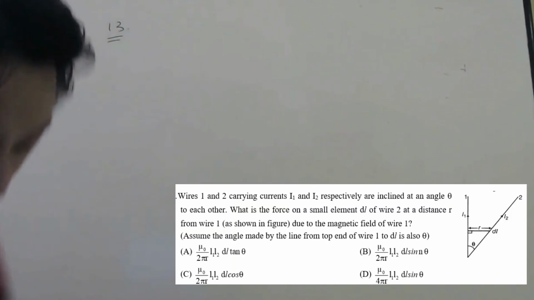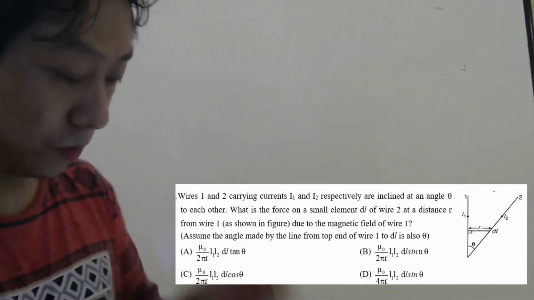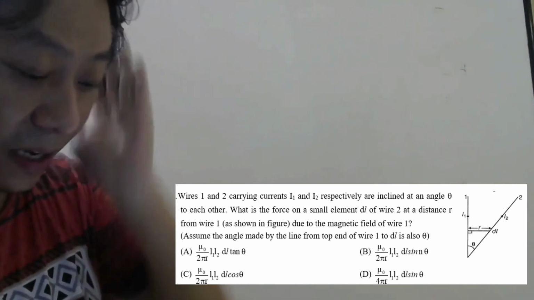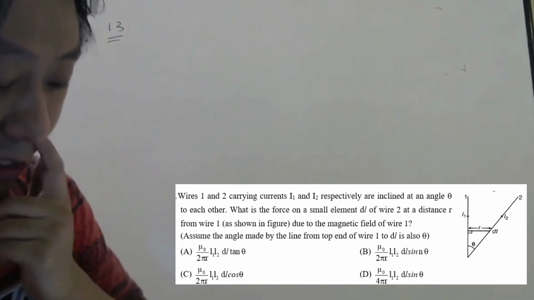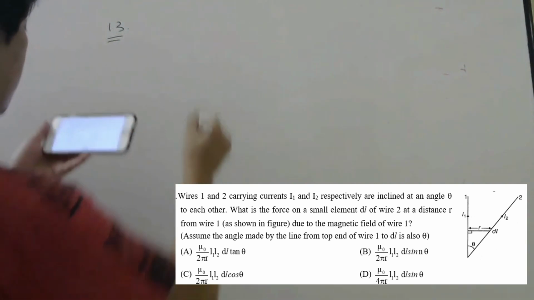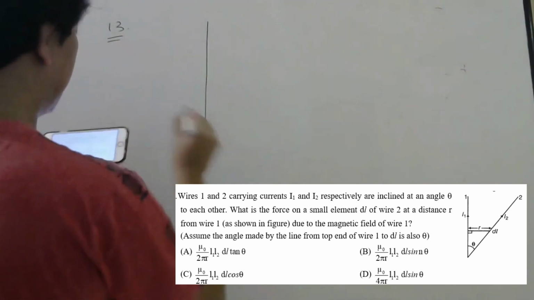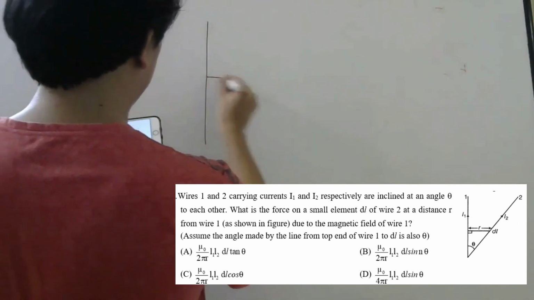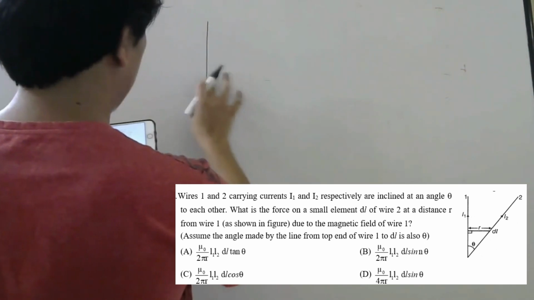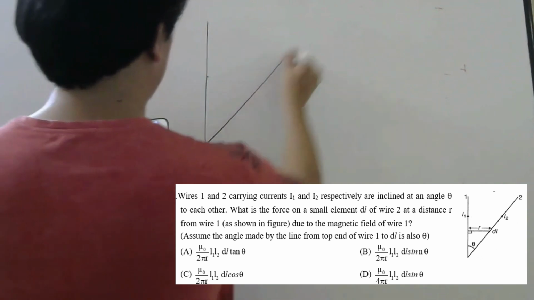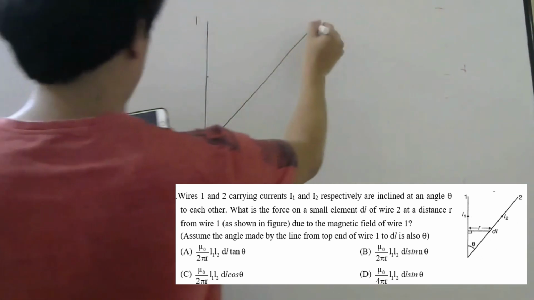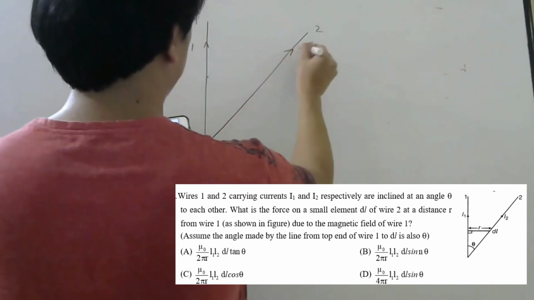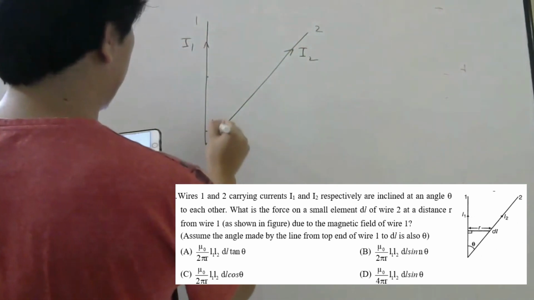They are saying wires 1 and 2 carry currents I1, I2 respectively and are inclined at an angle theta to each other. So one wire is like this and the other one is here. This is the second wire. First wire, second wire. They carry currents I1, I2 at angle theta.